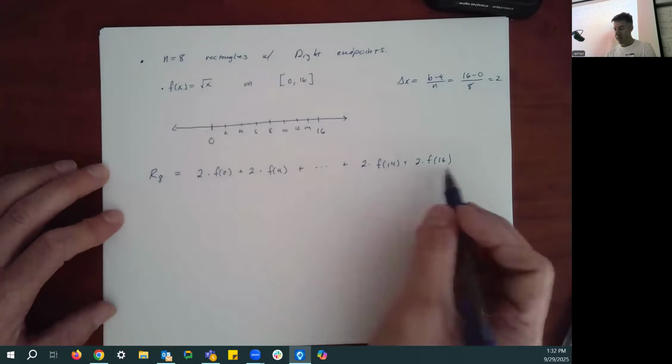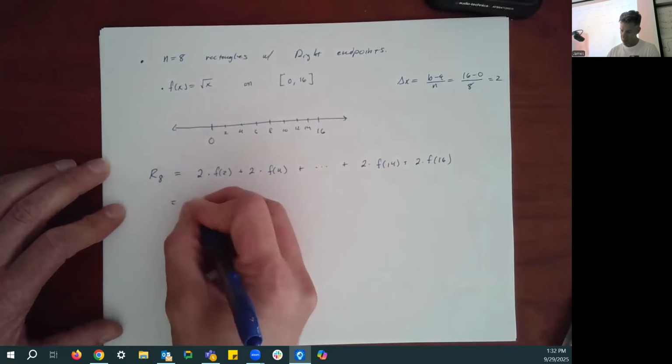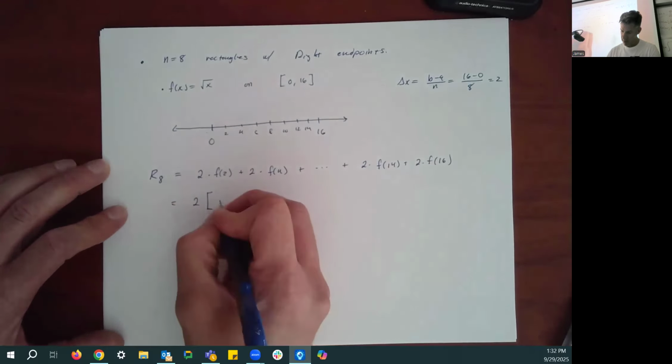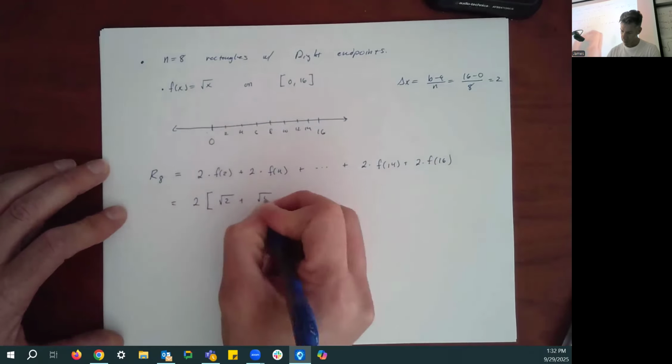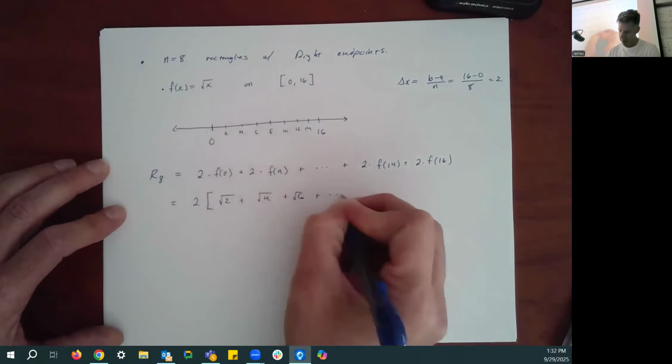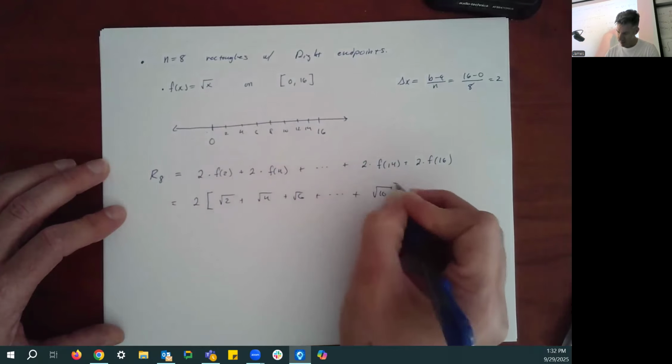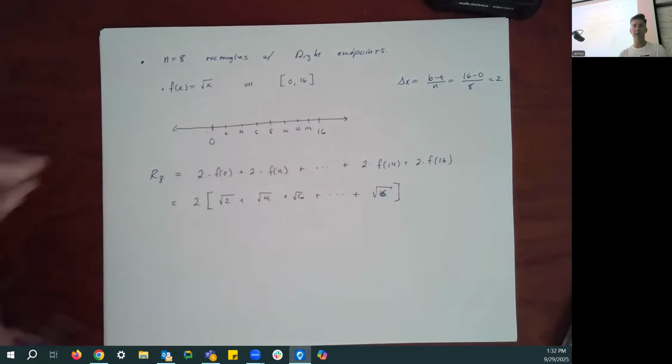If I was trying to write this a little bit more simply, I'd write it as 2 times the square root of 2 plus square root of 4 plus square root of 6 plus all the way to the square root of 16. No one really wants you to bust out the calculator and approximate that. If that's done, you can hand it to me.